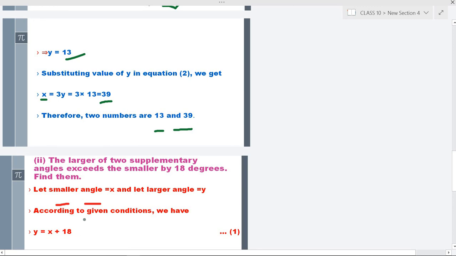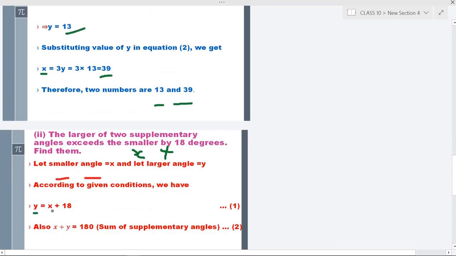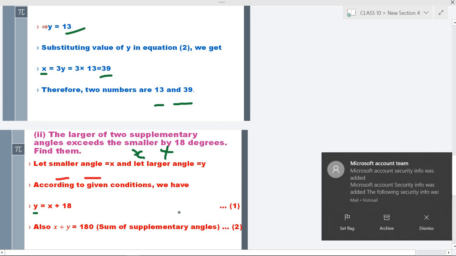So apply conditions properly. The larger of the 2 supplementary angles is y, so let it be in LHS. Here we will add 18 to the smaller one, because the smaller one is x, and we are going to add 18 to x in order to equate it to y. Always we add to the smaller number to make it equal to the larger number. So this is the first equation.